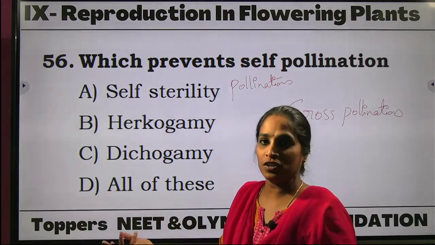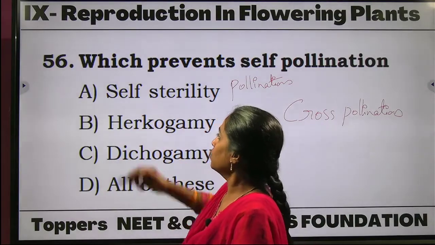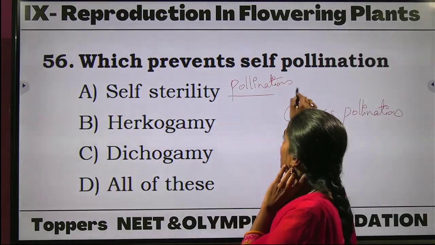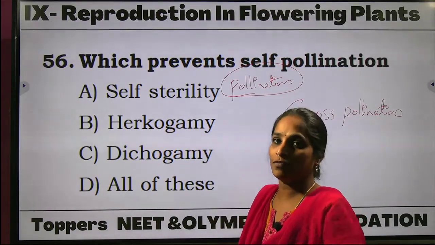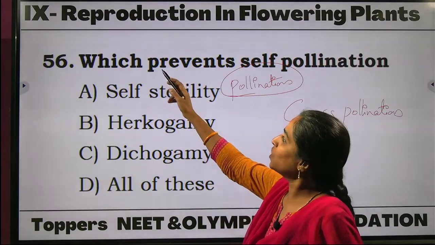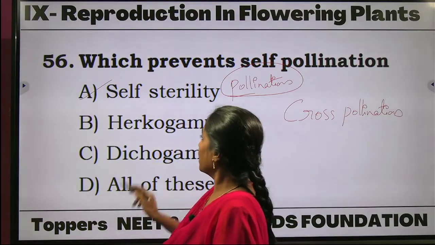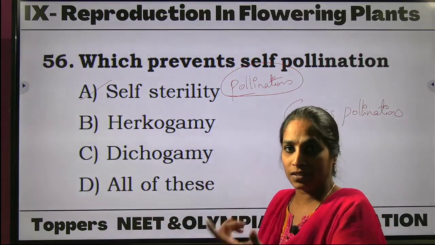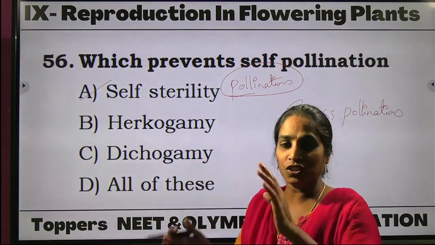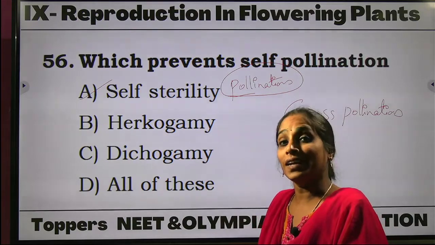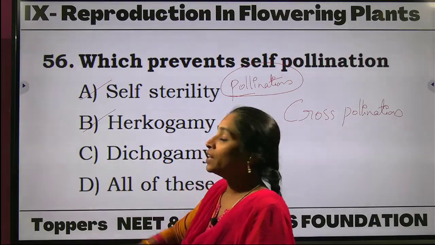If there is no pollination, then what is the use of either cross-pollination or self-pollination? Though it is self-sterility, here also we can't observe self-pollination. This is one of the processes to avoid self-pollination, which is the question asked here: which prevents self-pollination? So this is a correct option. Hercogamy: as I told you in the previous question, hercogamy is changing the position of male and female parts to avoid self-pollination. So hercogamy is also the correct option.